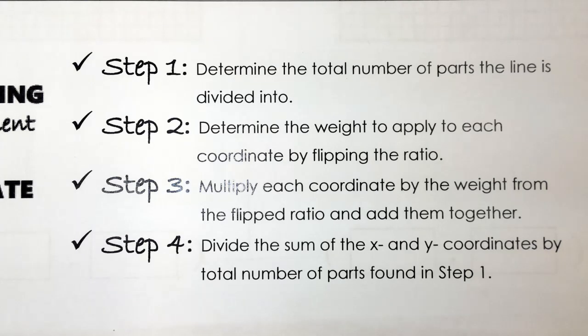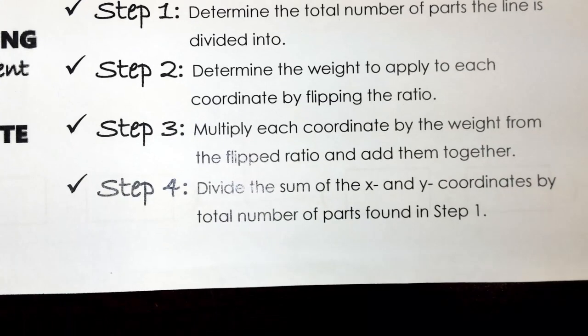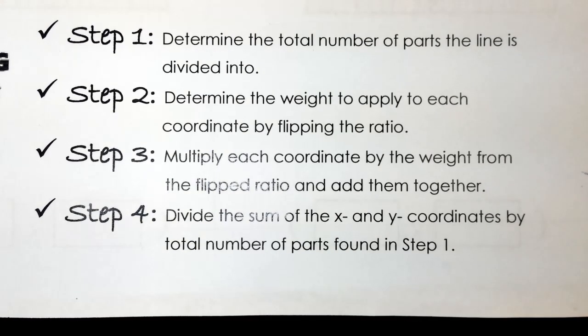Step 1, determine the total number of parts the line is dividing into. So that's what I've been kind of prepping y'all a little bit up here, asking y'all how many segments in total. That's the first step, just figuring out the total number of segments. That's easy. After that, step 2, determine the weight to apply to each coordinate by flipping the ratio. Don't let that confuse you. All we're going to do is the ratio that they give us, when we get ready to multiply by those numbers, we're going to flip them around.